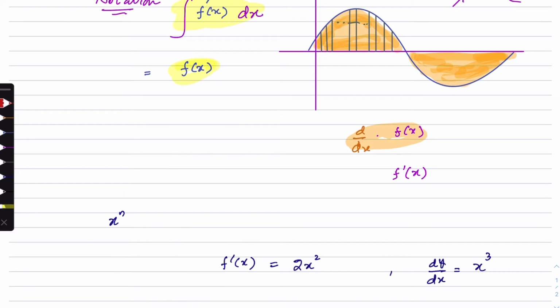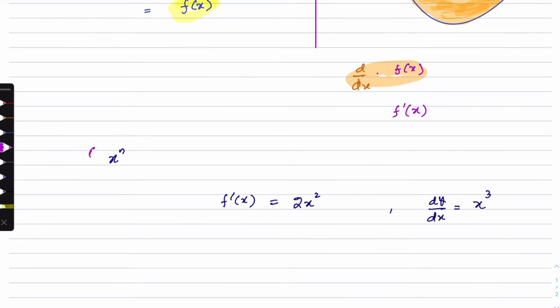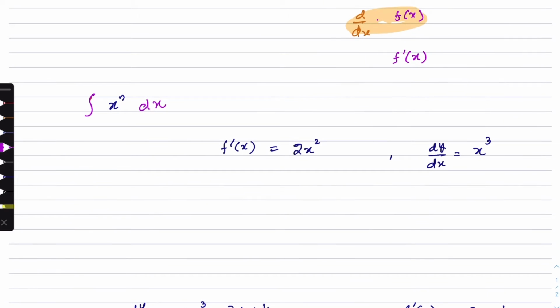This is the first formula for integration: integral of x power n dx. In this formula, we add 1 to the power and divide by the same power, n plus 1, and we write plus c. The integration of x power n is x power n plus 1 divided by n plus 1, plus c. We will discuss why we add 1, why we divide by n plus 1, and why we add plus c, a constant.